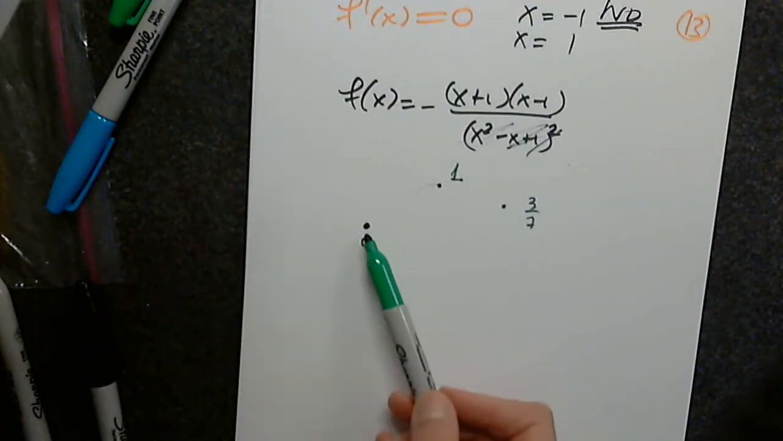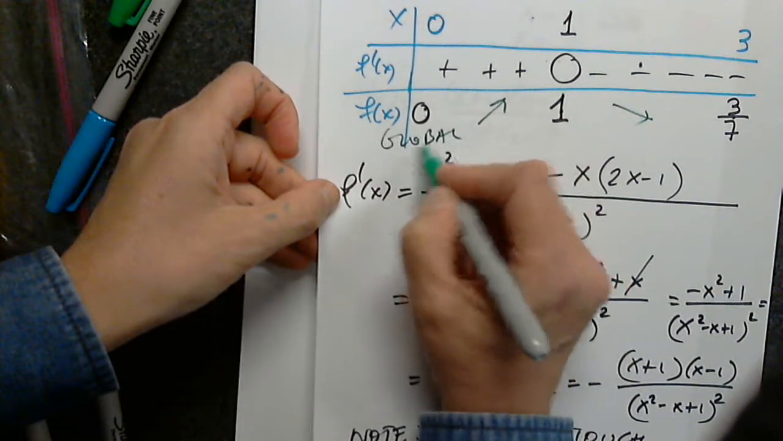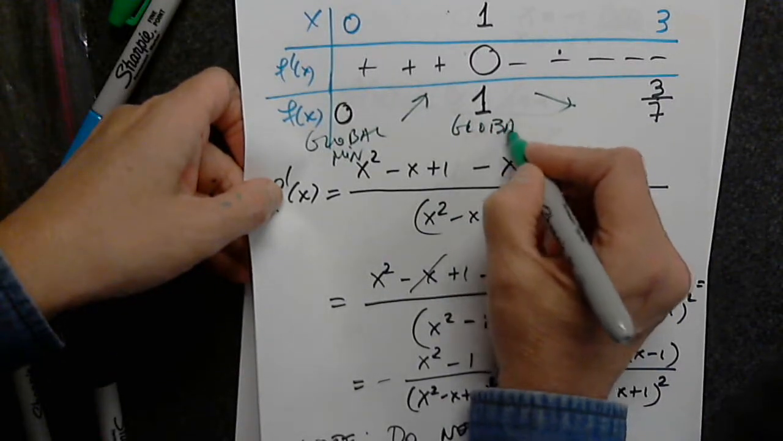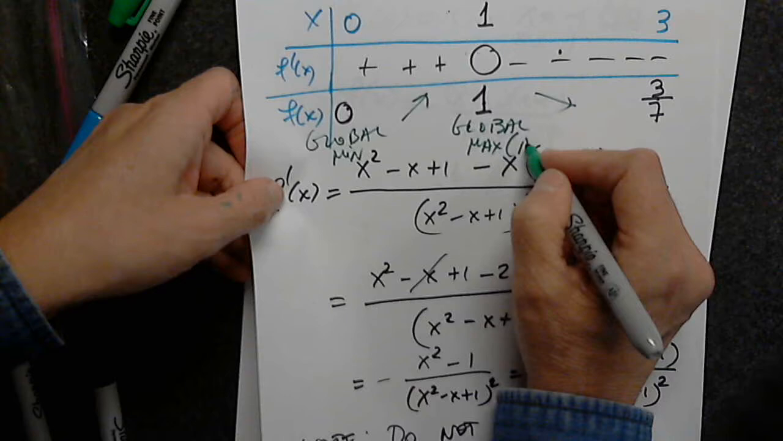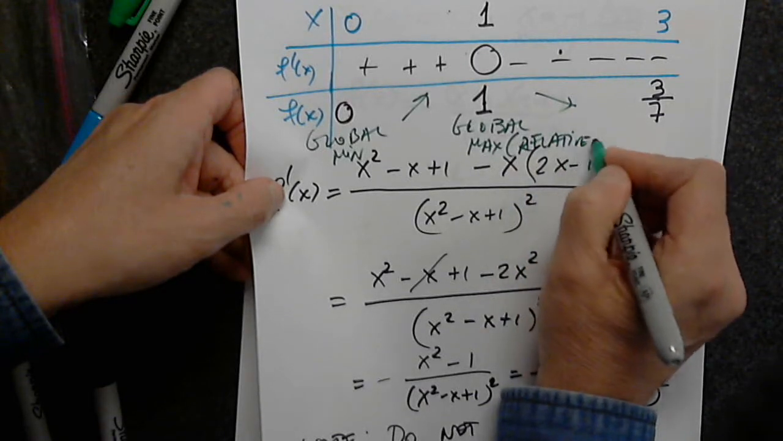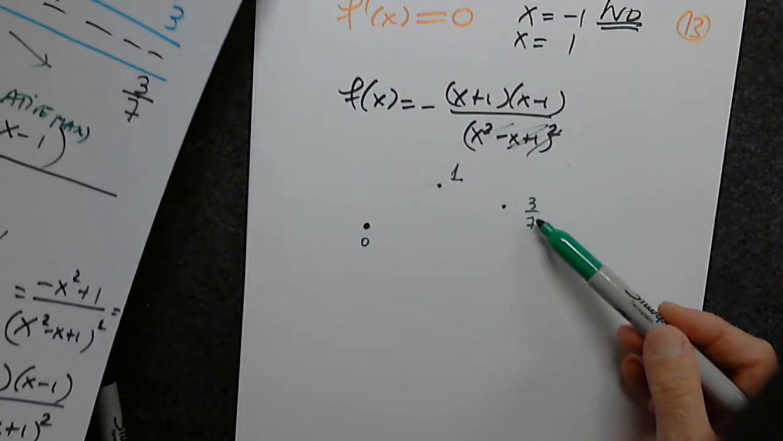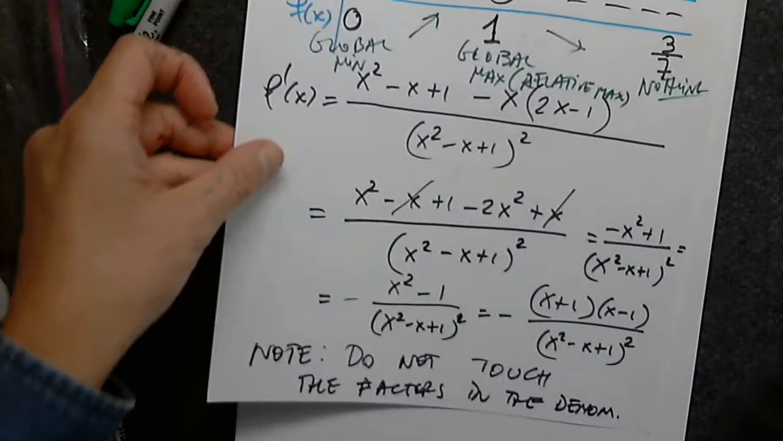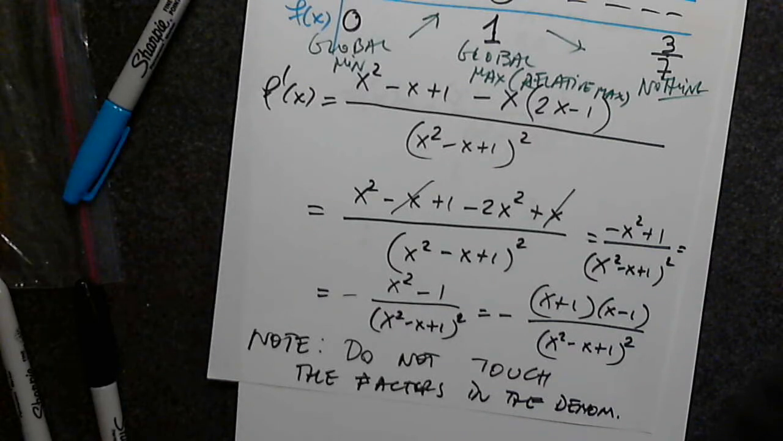Can anyone tell us what is 0, 0? Global min. Very good. Can anyone tell us what is 1, 1? Global max. Of course, also relative max. Can anyone tell us what is 3, 3/7? Nothing. Indeed, nothing. Any questions?